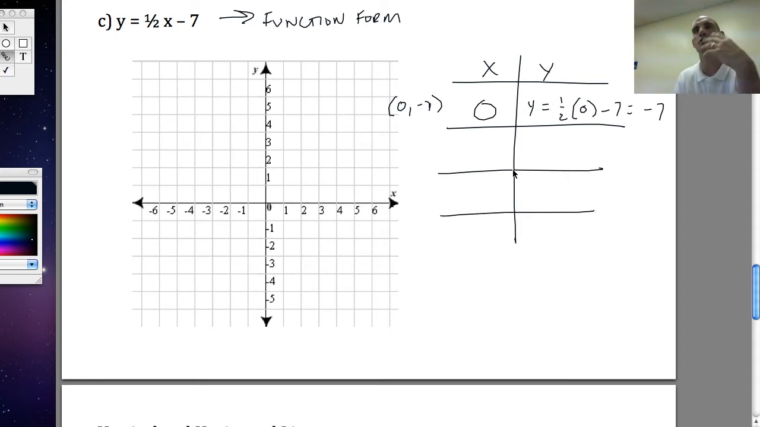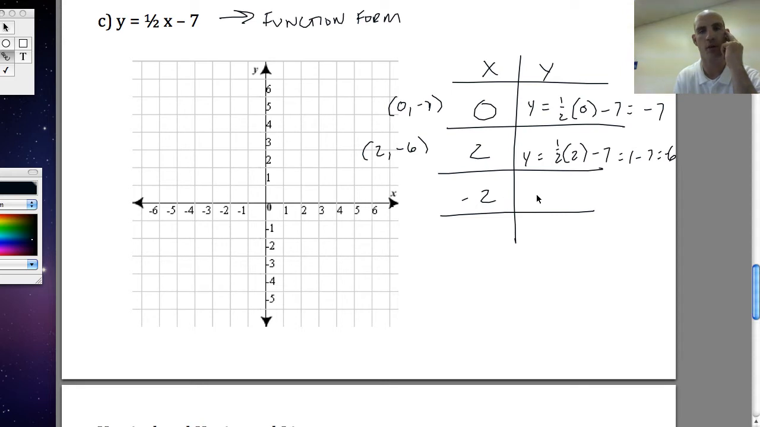And things that are easily multiplied by a half: 2 is easily multiplied by a half, as is negative 2. So I have y equals 1/2 of 2 minus 7, which is 1 minus 7, which is negative 6. And so I've got 2 comma negative 6. Alright, you see how that worked?